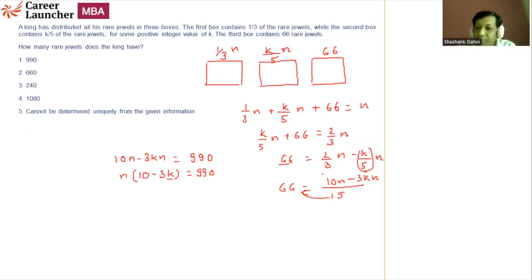Let's say k equal to 3. So 10 minus 3 into 3 means 10 minus 9 comes out to be 1. So n comes out to be 990. If we put k equal to 4, this value goes negative, and that's not possible. So how many values of n are we getting? Only 1. So my answer to this question is going to be 990. So this question seems like the answer cannot be found out, but actually with the given conditions, you can figure out the value of the answer.